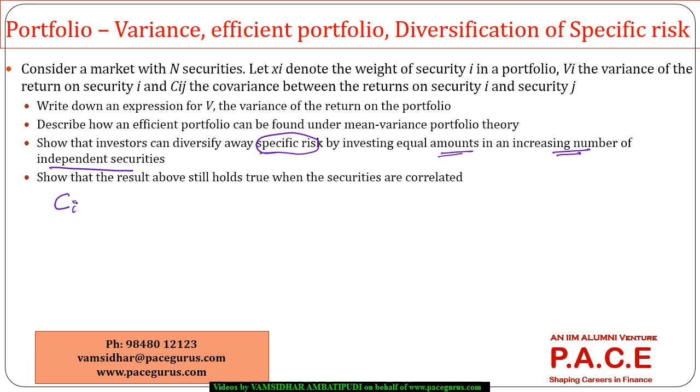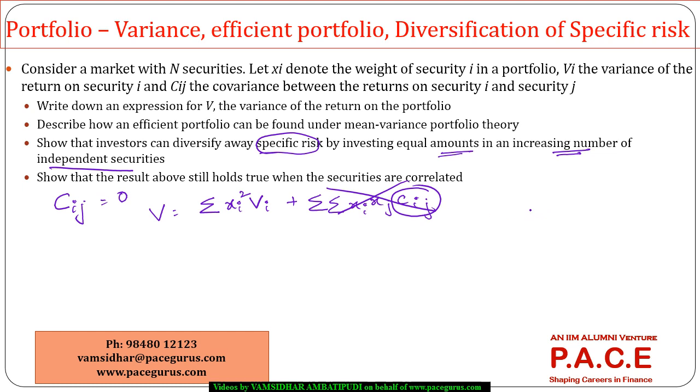So the covariance or the correlation between them is zero. If the correlation is zero, covariance is zero. So obviously, when I am talking about the variance, it is sigma xi squared Vi plus sigma xi xj Cij, this is the total variance. Now we are saying that if they are independent, Cij will be 0. So the overall variance of the portfolio will be only this much.